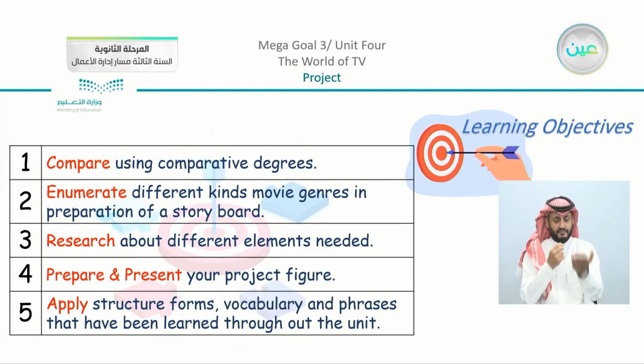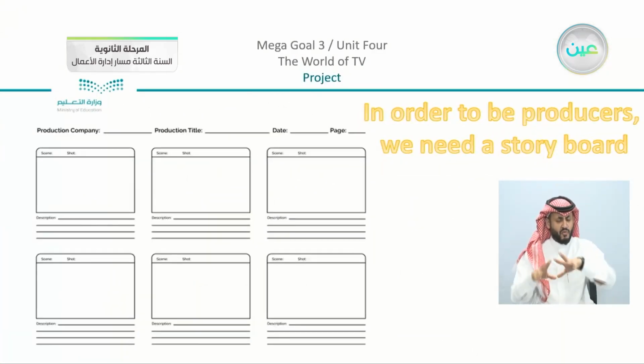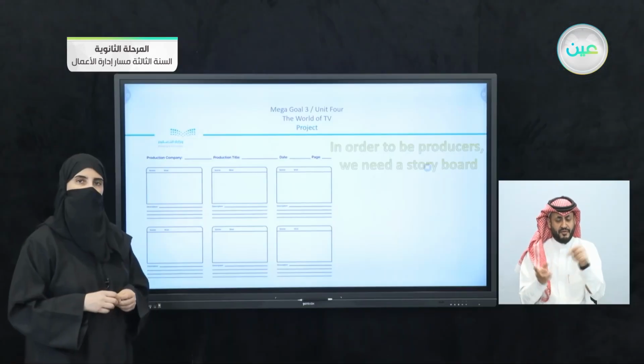objectives that we have. Number 1, to compare using comparative degrees, which we have done. Number 2, enumerate different kinds of movie genres in preparation of a storyboard. Number 3, to research about different elements needed. Number 4, to prepare and present your project figure. And number 5, to apply structure, forms, vocabulary, and phrases that have been learned throughout the unit. So as usual, we are going to mix between everything that we have learned and put them in our idea.